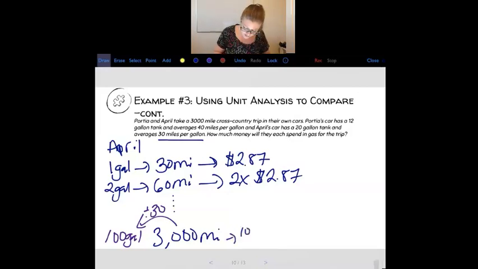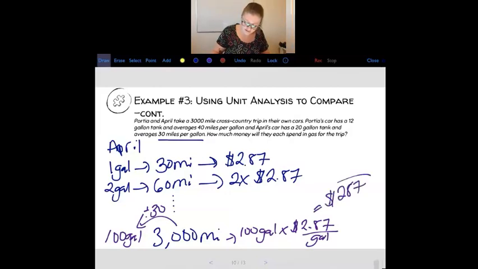So to determine cost, we take 100 gallons times $2.87 per gallon to determine the total cost, which would give us $287.